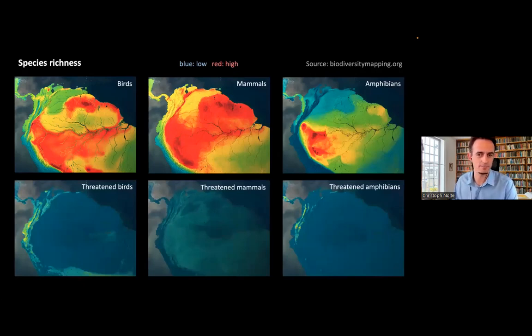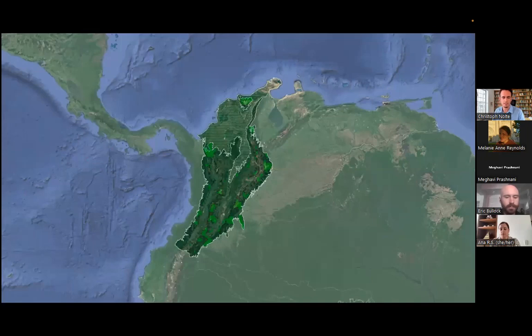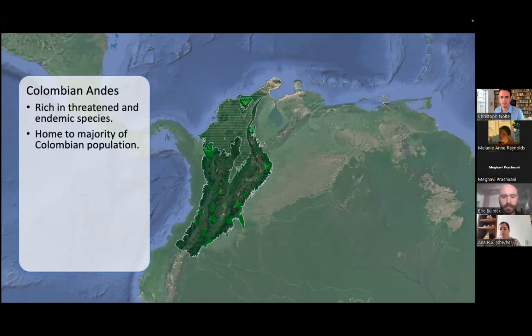Our project focuses on the region that is highlighted in the maps of particularly high richness of threatened species: the Andes region, and specifically the Colombian Andes region. For biodiversity, this is a really interesting and crucial location, and what happens in this region will play a major role in the fate of those species. The Colombian Andes are very rich in threatened and endemic species, as you've just seen. They're also home to the majority of the Colombian population and economic activity.